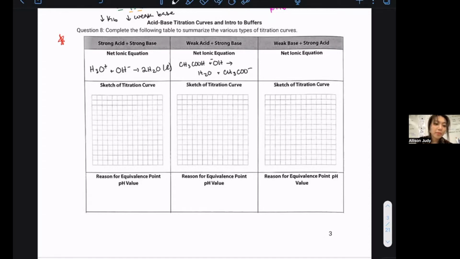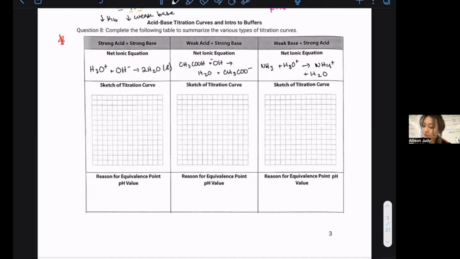And then if I were to look up another example of a weak base, strong acid, I might choose NH3, ammonia, and some H plus proton from a strong acid, and it would produce the conjugate acid ammonium, polyatomic, and water. So that would be what my net ionic equation would look like, again focusing on the actual ions and molecules involved in the reaction, ignoring spectators.